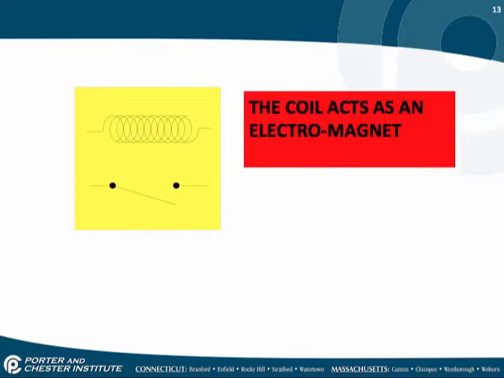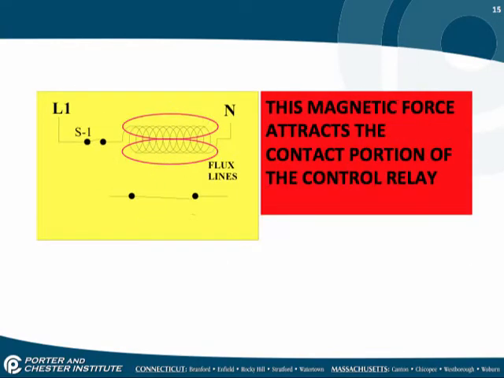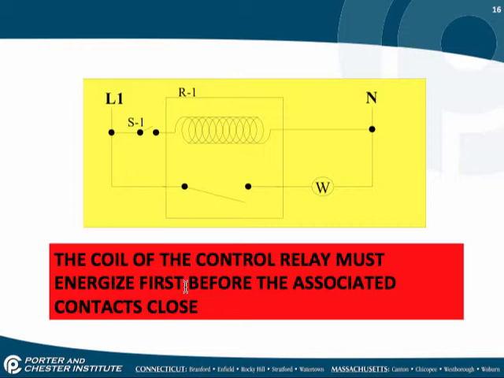Okay, the coil acts as a magnet, and when the coil is energized, it builds up a magnetic force that attracts the control portion. You see how the force pulls that switch up and closes the switch. Okay, the coil of the control relay must energize before the associated contacts are closed. It is such a split-second thing, and this is how a coil would actually fall into a circuit. This S1 could be a thermostat, could be a pressure sensing device, could be anything. W could be a light bulb, or it could be a compressor, or it could be a fan motor. It can be anything that requires power.